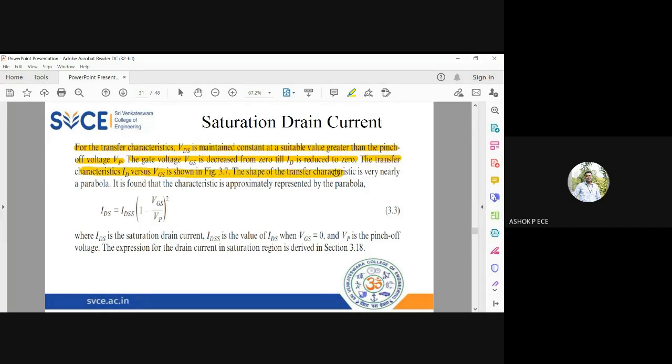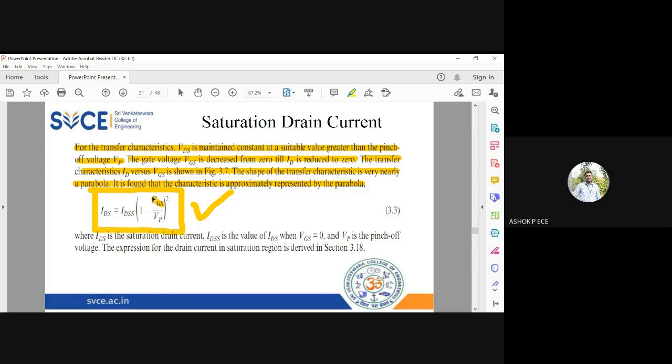When you solve that equation, you can find that the drain current can be approximated by this equation: ID is equal to IDSS into (1 minus VGS by VP) the whole square. This is the equation for drain current that you get from the transfer characteristics. When you put VGS equal to 0, when you don't apply any voltage to your gate, IDS will be equal to IDSS.